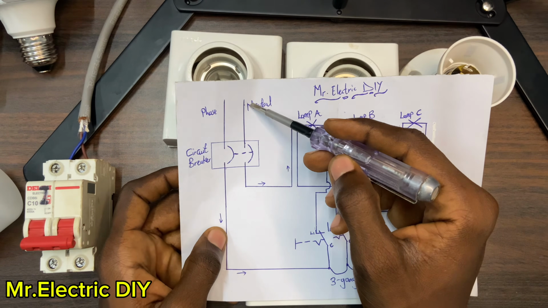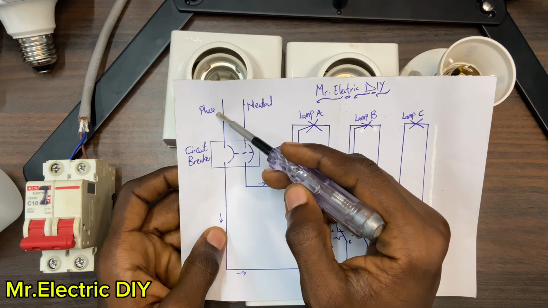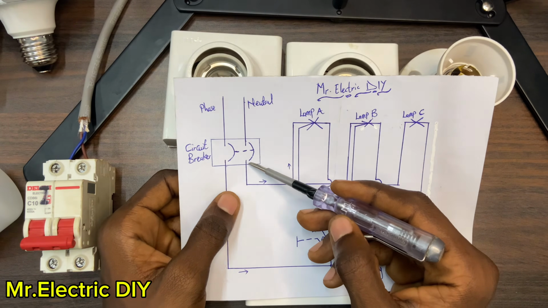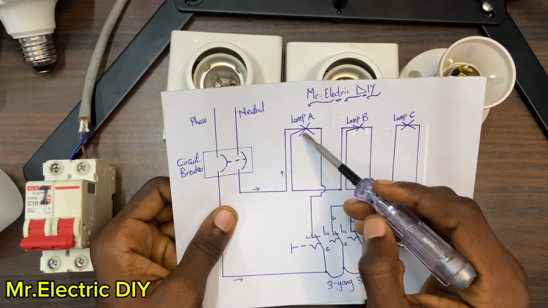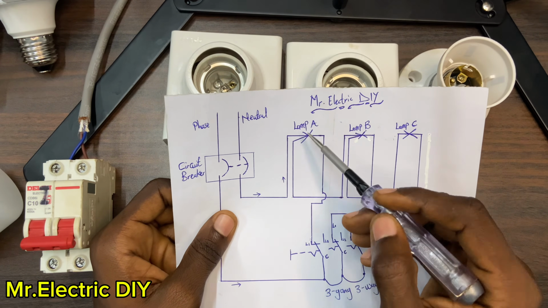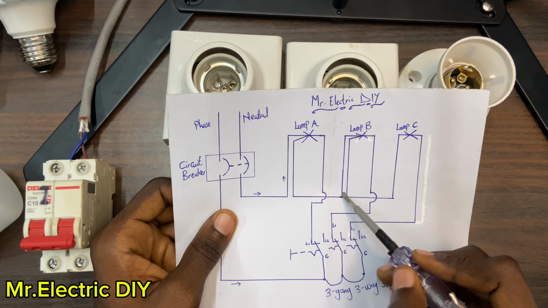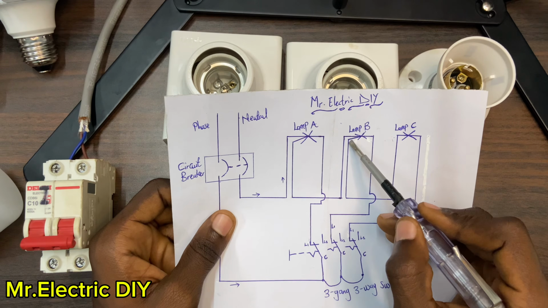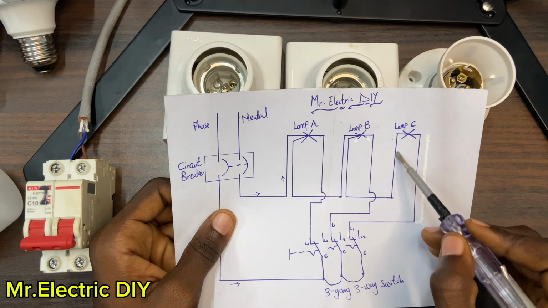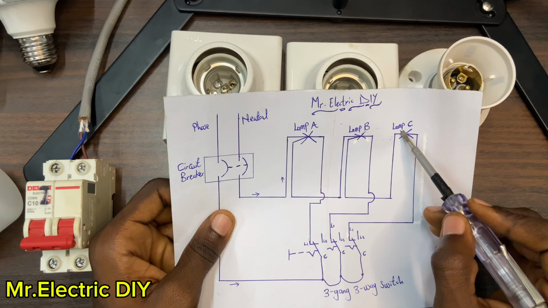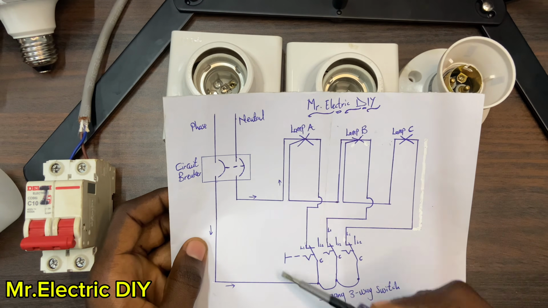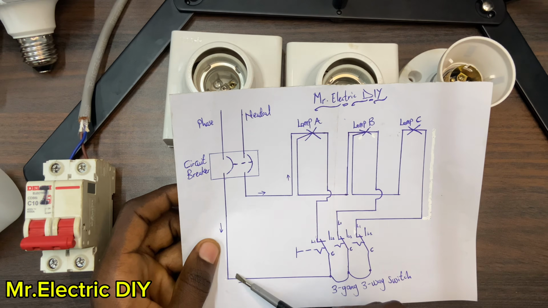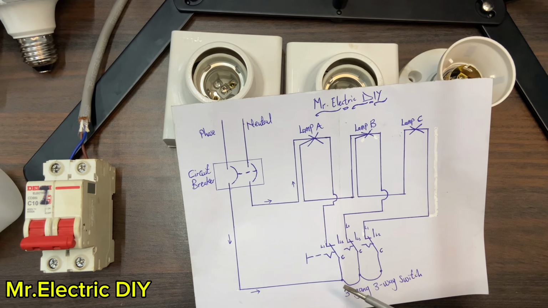This is the neutral, and this is the phase, that is the live. The neutral comes all the way from the output of the breaker to one side of the lamp holder. And then I looped it from this side to the second lamp holder, and I also looped it from this side to the last lamp holder. And over here is how I wired the switch. This is the live coming all the way from the downside of the breaker to one side of the switch.